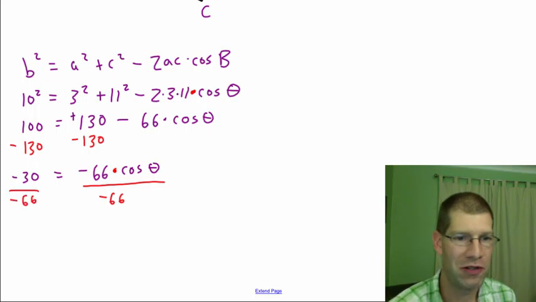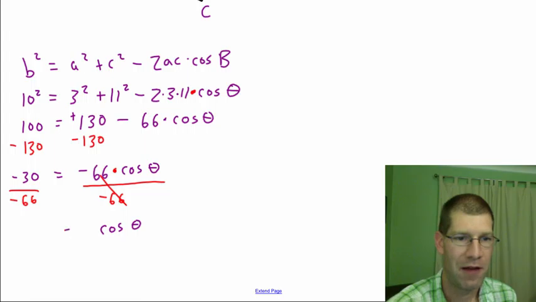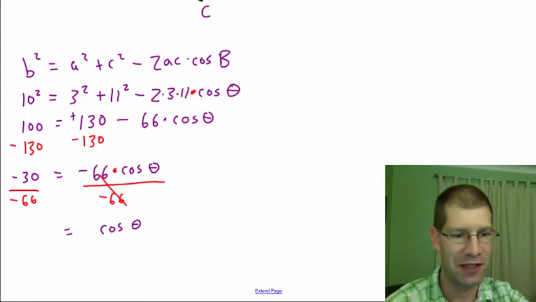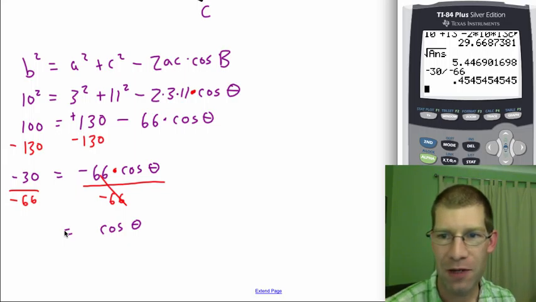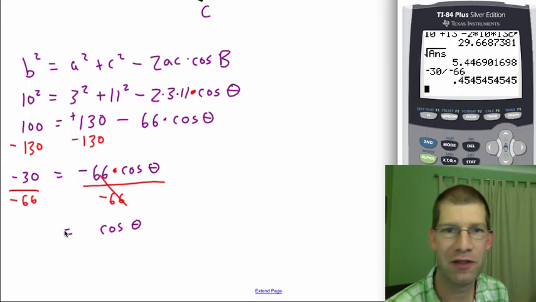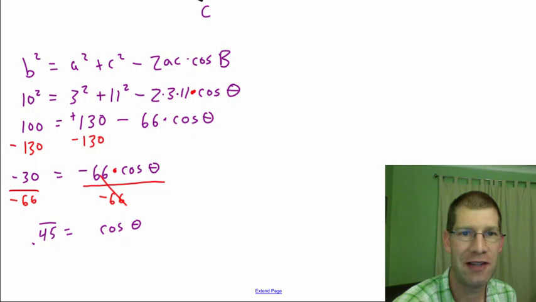And this is where I'm going to flip over and start using my calculator. So what's left then on the right side is cosine of theta. And if I punch in negative 30 divided by negative 66, I'm going to get a decimal. Yeah, it's kind of a pretty one. So 0.45 repeating, the 45 is repeating. Now in a moment I'm going to use my answer button just so I don't have rounding error there. But our last step is we need to get rid of the cosine. We want to just have theta by itself.